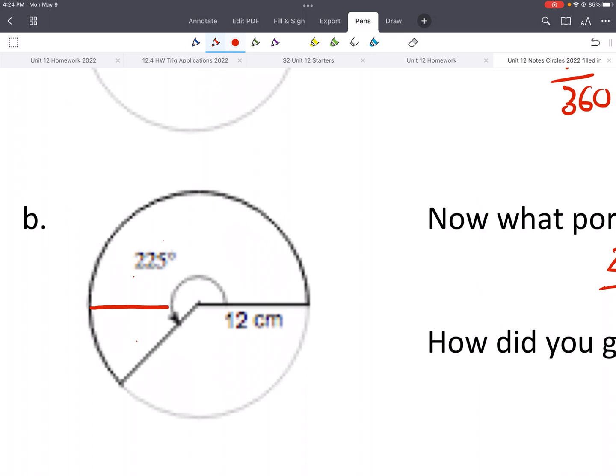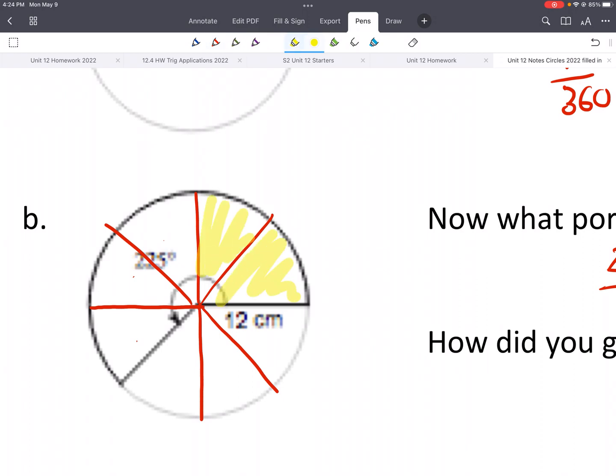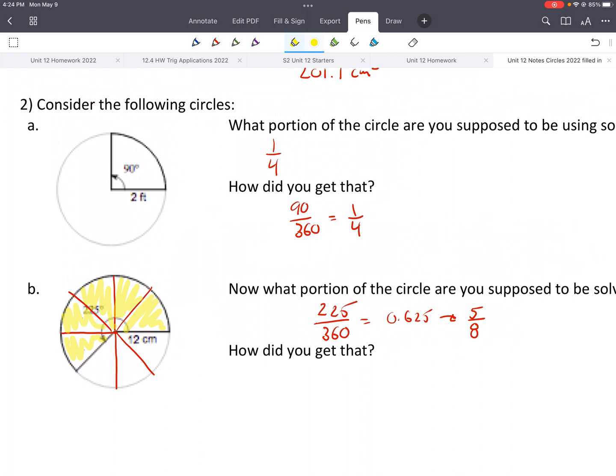Just looking at this, you could probably figure it out. This is half of it. We could even put this into quarters. So it looks like we have 1, 2, 3, 4, 5 out of 8 sections. Sometimes you could probably figure that out. Sometimes it's not as clear. What if it goes by 6ths or 12ths? Then it's going to be a lot harder. So you might just want to do it like the fraction out of 360.